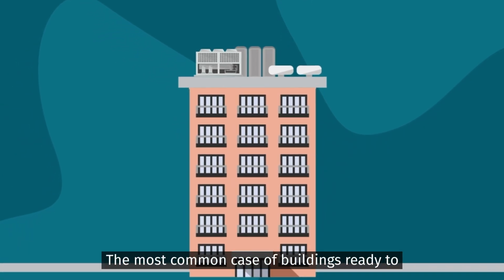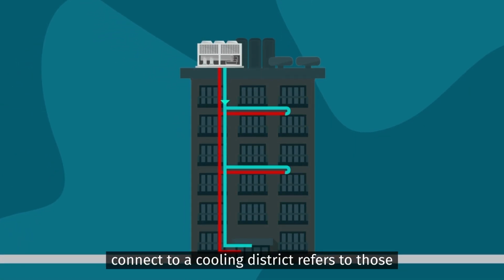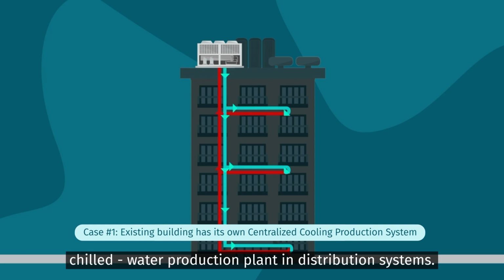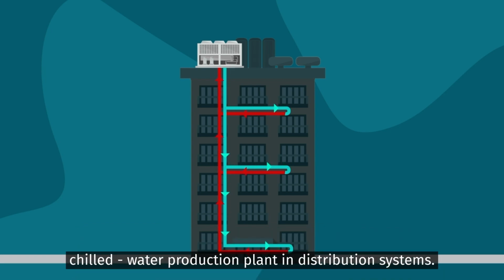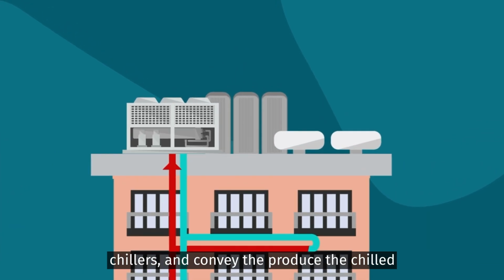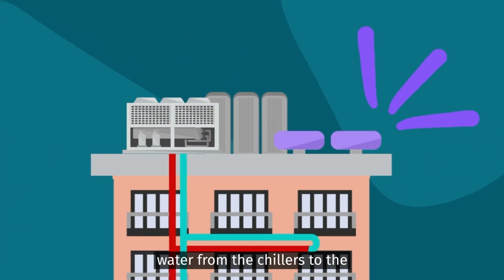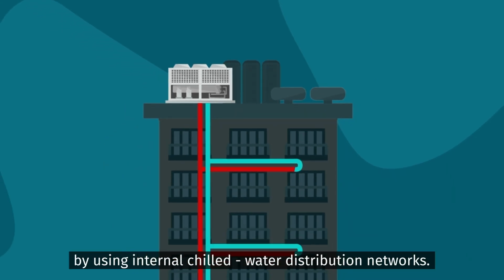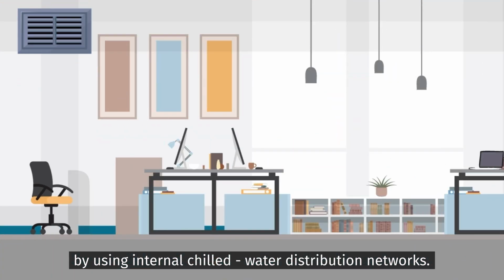The most common case of buildings ready to connect to a cooling district refers to those buildings already equipped with a centralized chilled water production plant and distribution systems. Such buildings operate their own centralized water chillers and convey the chilled water from the chillers to the air handling units, AHU, on each floor by using internal chilled water distribution networks.